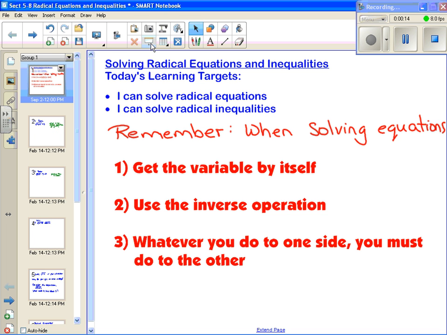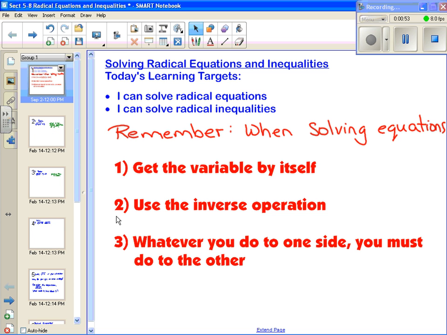Now, just as a review, for any equations, and this was way back when we started the course this year, when you are solving equations, there's three things you always need to remember. The first thing, you are trying to get the variable by itself. The second thing, you always use the inverse operation. So remember, if it was a multiplication equation, to undo multiplying, you would divide. To undo adding, you would subtract. And then also, whatever you do to one side, you must do to the other. So these three things you still have to keep in mind when you're solving radical equations.